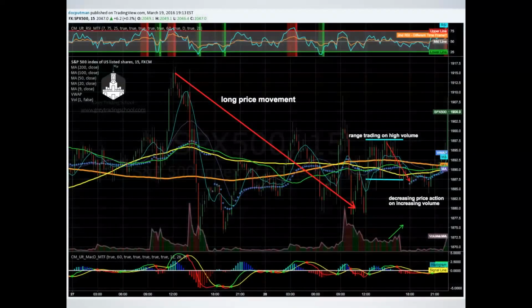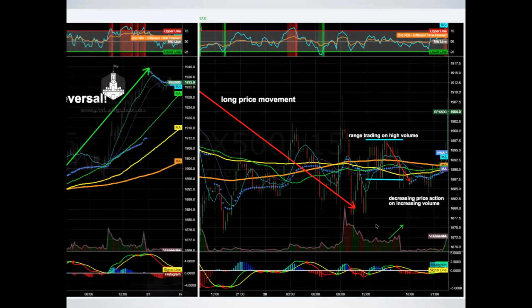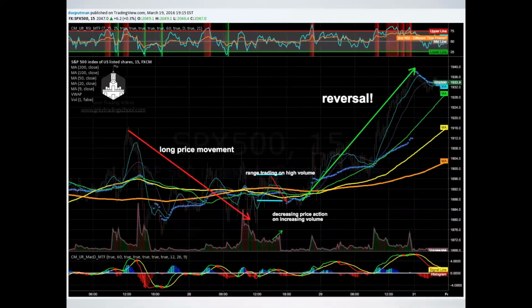After a long price move, higher or lower, if price begins to range with little price movement but a lot of volume, often it indicates a reversal as well. And so here we have an example. There's a long price movement. We're going down, down, down. Yes, we did get a little bounce, but overall this is down. Then we start trading this range for a little while, and it's on good volume. So then at the end of this range, we see decreasing price action on increasing volume. Then you see here, following this up, that we get the reversal that we were looking for.